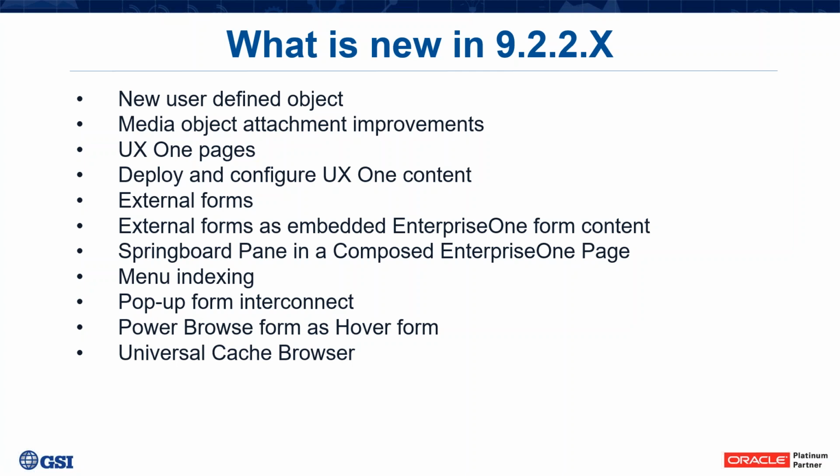We've also got the hover form property, which enables a power browse form to function as a hover form. This is an improvement over the previous method of creating hover forms from message forms, and includes 4 new system functions, which are described in the system functions in form design aid in that appendix. And then the universal cache browser, that utility enables you to view the cache details of any transaction before they're committed to tables, which is pretty awesome.